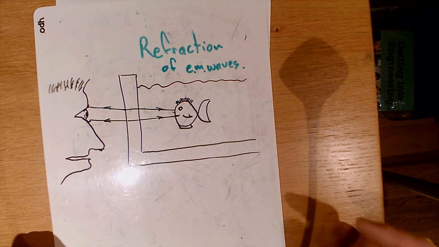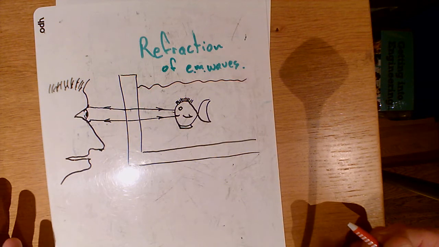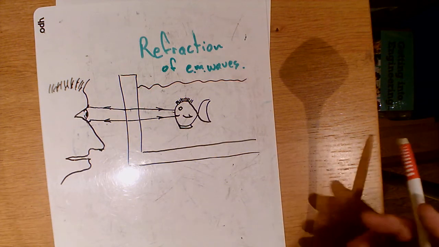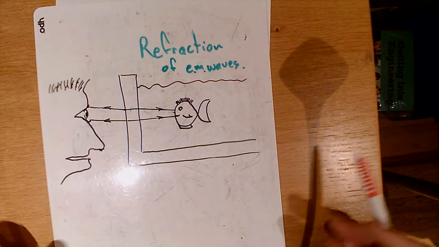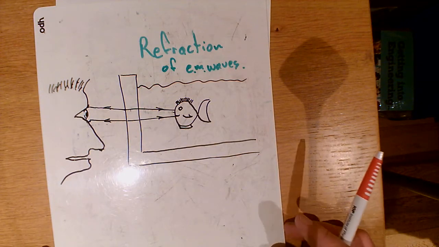Okay, welcome to the walkthrough on refraction, the optical properties of light. It is all electromagnetic waves, but we're just going to really talk about light. It makes it easy to think about.